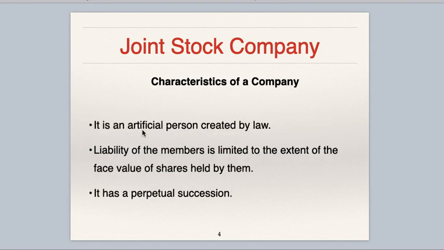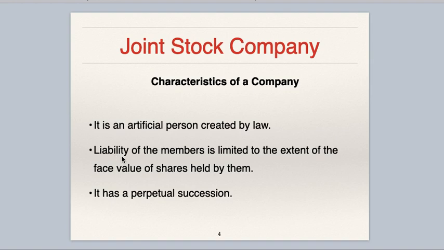Now we'll see characteristics of a company. Joint stock company is an artificial person created by law. It is not a natural person. Law creates a joint stock company and law can only dissolve it.